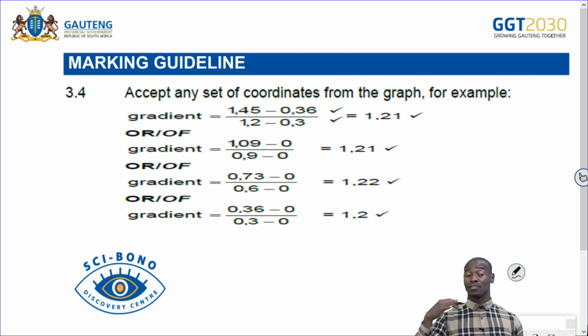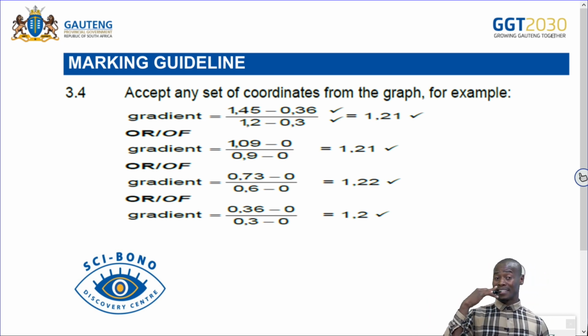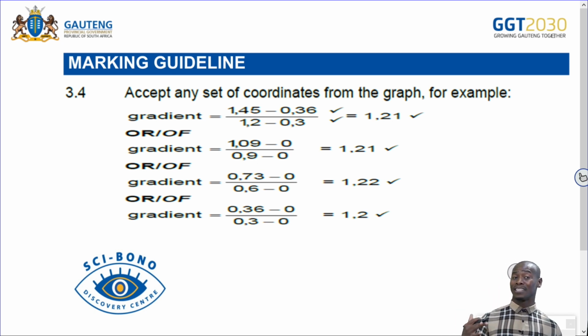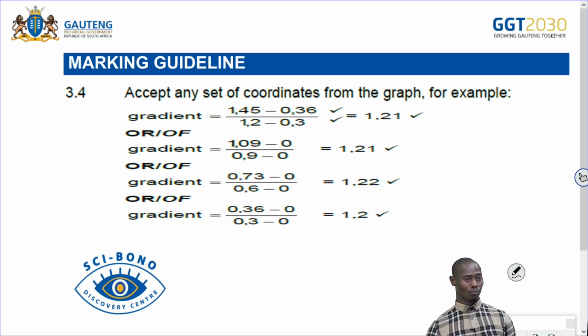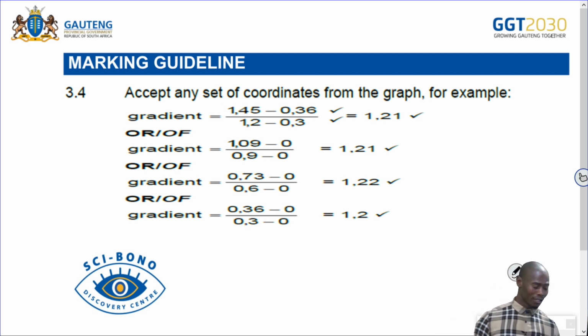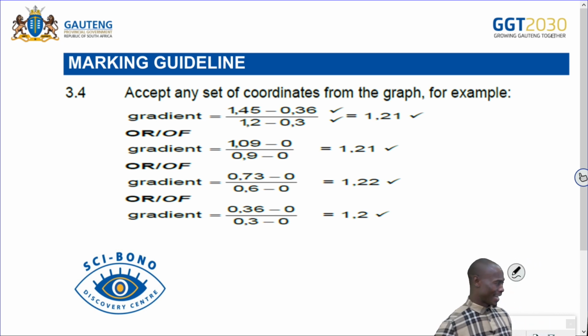But your line should start from the origin, because if it's a straight line starting from the origin, it tells us that the relationship between a and F net is directly proportional. But if it happens that yours doesn't start from the origin, you'll also lose marks. Then they want us to calculate or to find the gradient here.